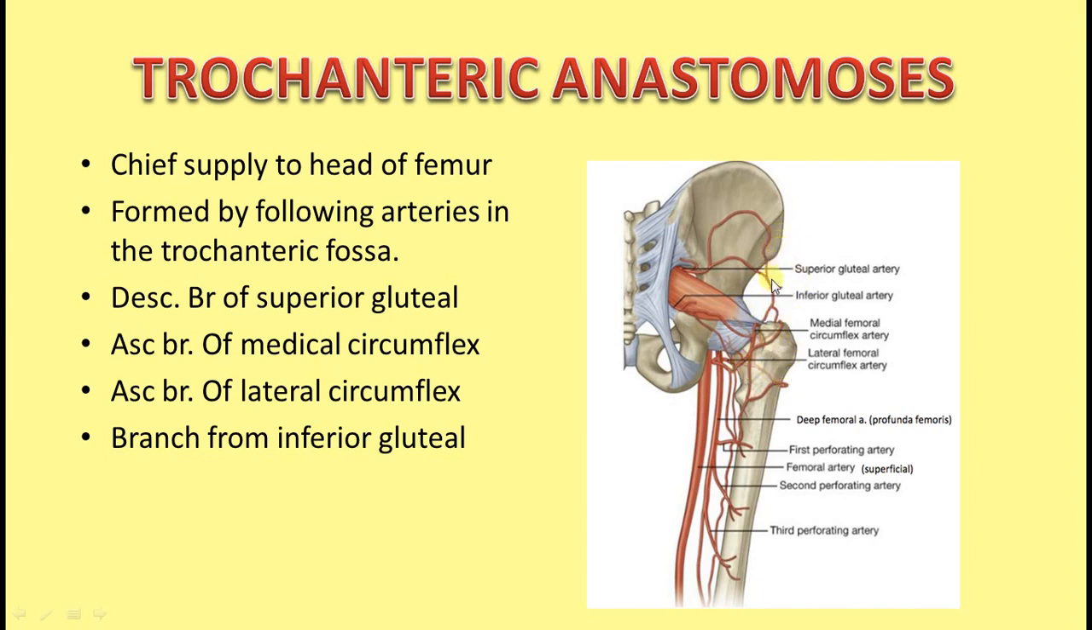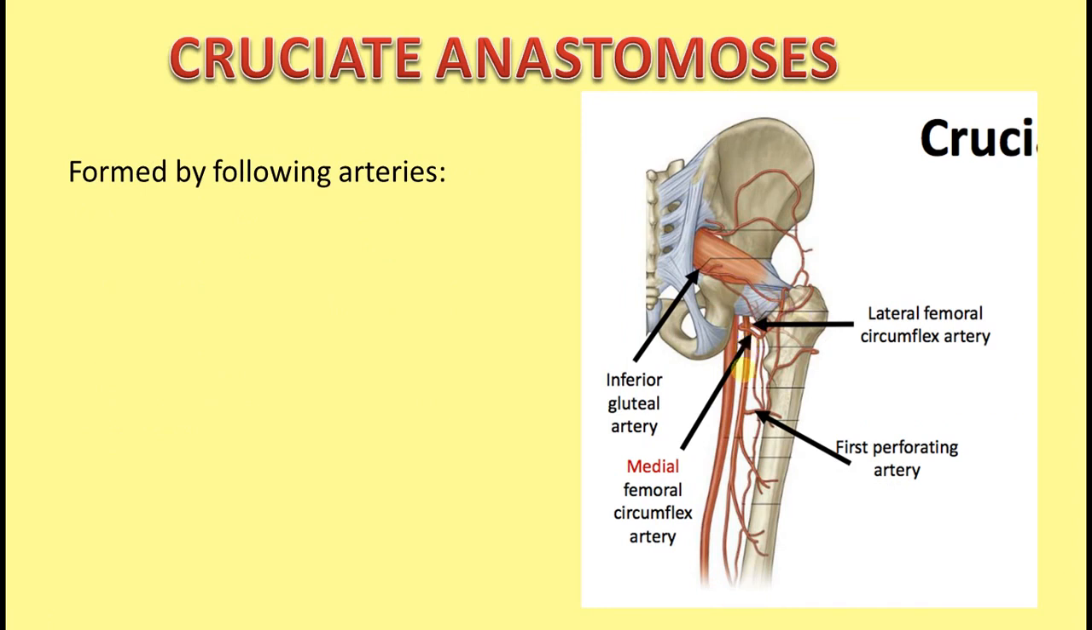Here you have the spinous anastomosis, which is formed by the descending and ascending branches of the superior gluteal artery, branches from the superficial and deep external pudendal arteries, and a branch from the iliolumbar artery. All of these form the spinous anastomosis. The trochanteric anastomosis is from the ascending branches of the medial and lateral circumflex, from superior gluteal and from inferior gluteal. And finally, we have the cruciate anastomosis.